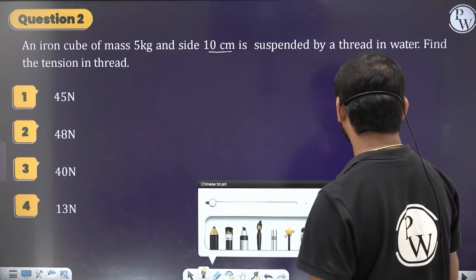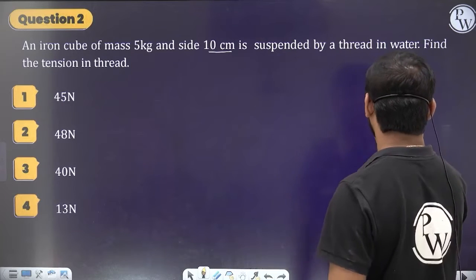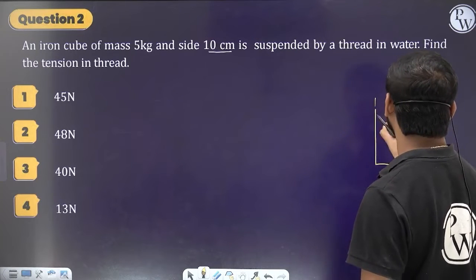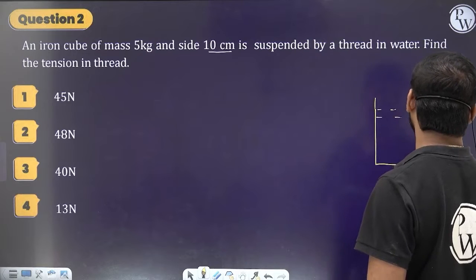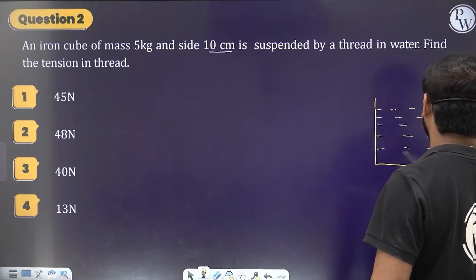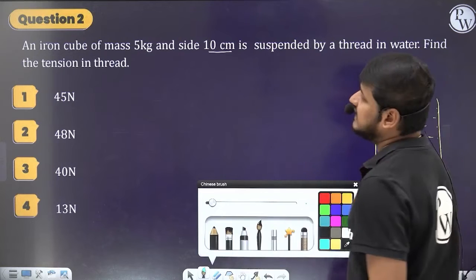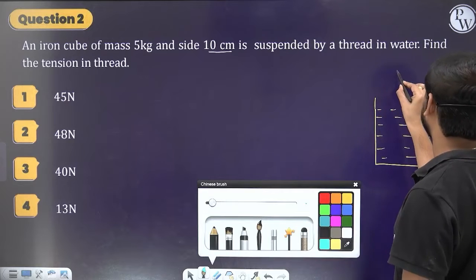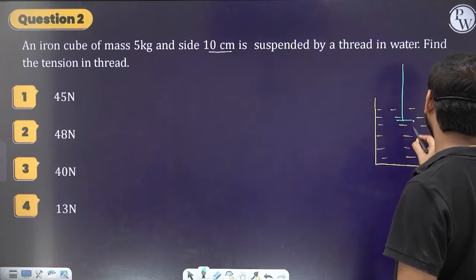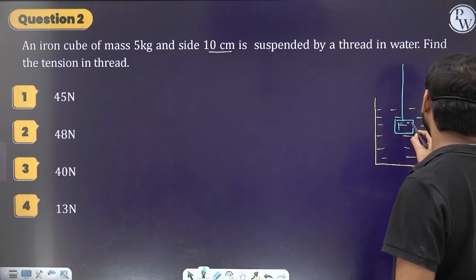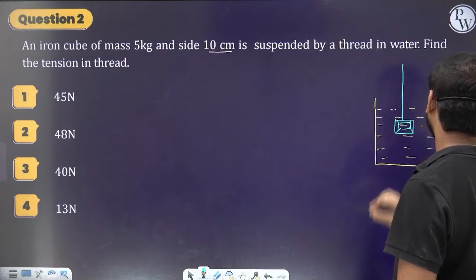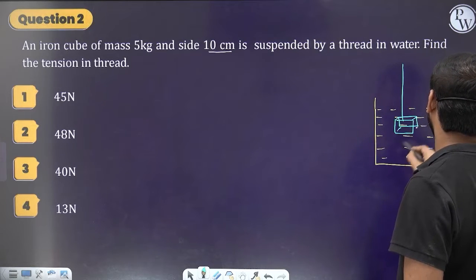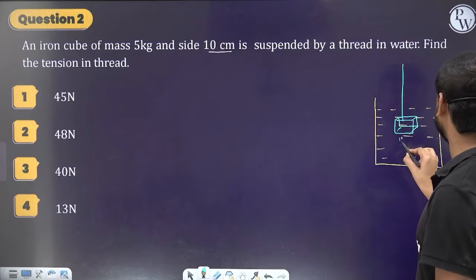So first, this is a container in which some fluid is there. Water, did they mention water? Yes. So the given fluid is water. Fine. So now an iron cube of mass 5 kg and side 10 centimeters is suspended by a thread. So here is a thread and here a stone is suspended like this. A stone is suspended whose side is 10 centimeter.